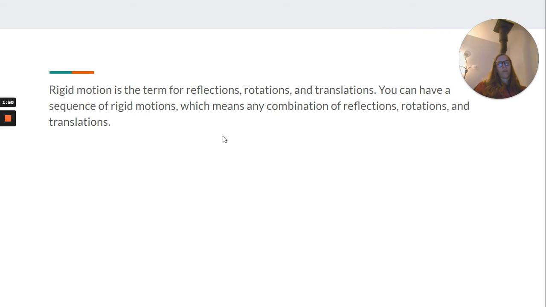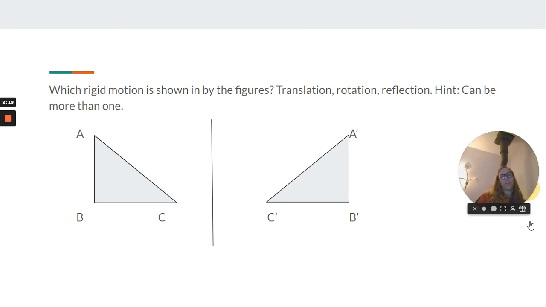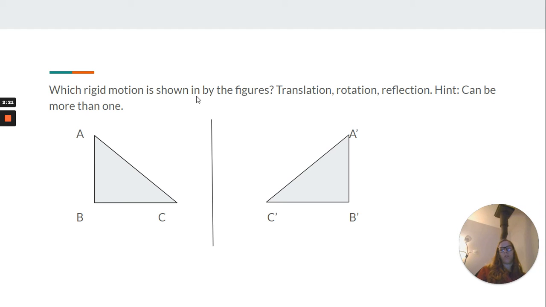So now what about rigid motion? Rigid motion is the term for reflections, rotations, and translations. You can have a sequence of rigid motions, which means any combination of reflections, rotations, and translations. So we talked about sequencing rotations, sequencing reflections, and sequencing translations, but sequencing rigid motions is all 3.